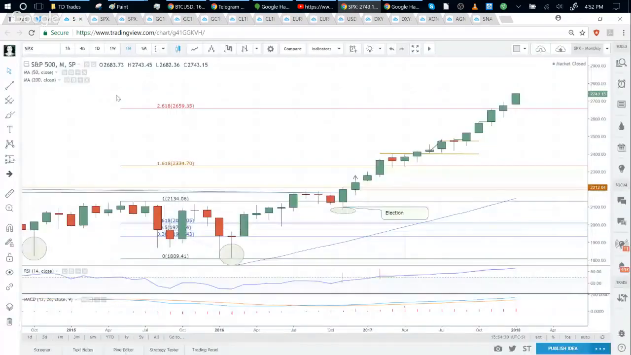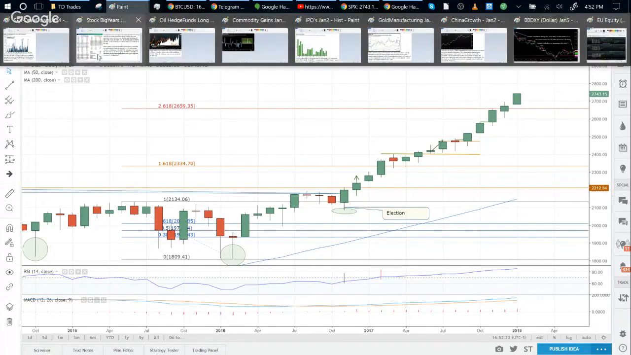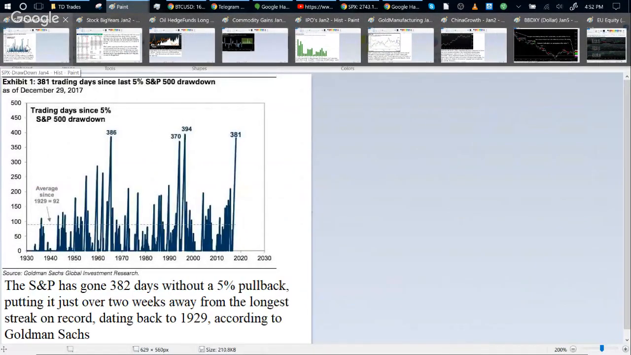All right, I'm closing this. This is what this podcast is going to be about. It's going to be about traditional markets. I have the S&P 500. But before we get to the technicals, let's look at some fundamentals on the S&P 500. Let's start with this.